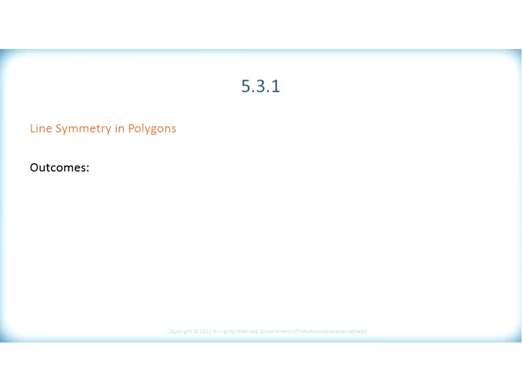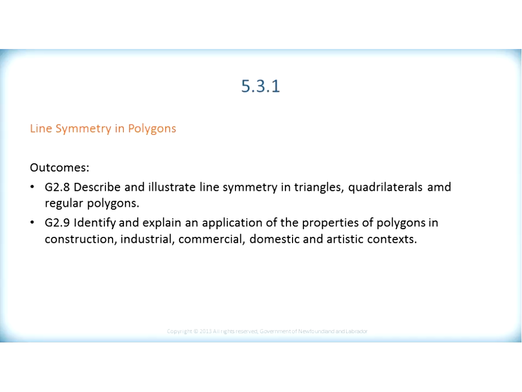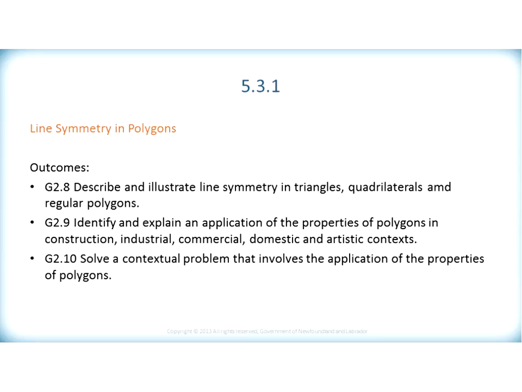The outcomes we're going to cover are: describe and illustrate the line symmetry in triangles, quadrilaterals, and regular polygons. Identify and explain an application of the properties of polygons in construction, industrial, commercial, domestic, and artistic contexts. And solve a contextual problem that involves the application of the properties of polygons.